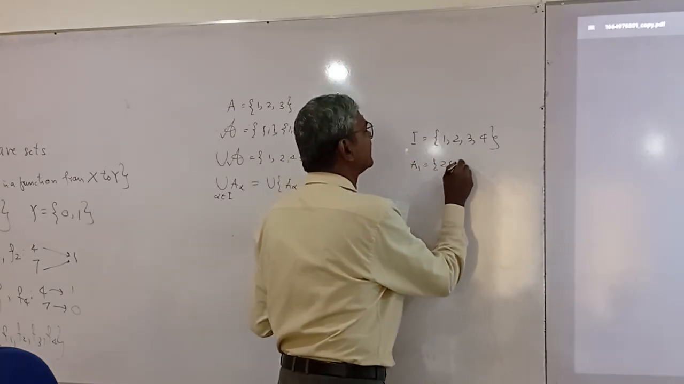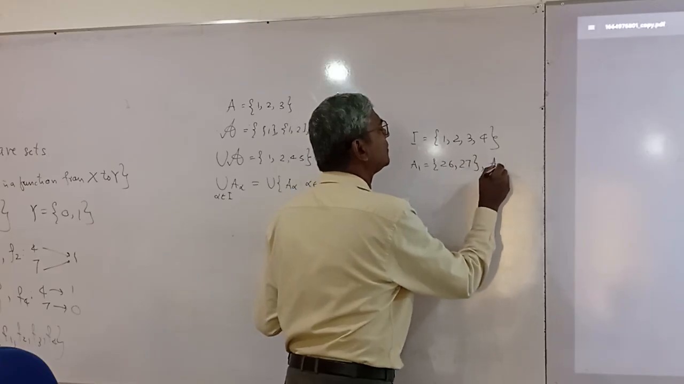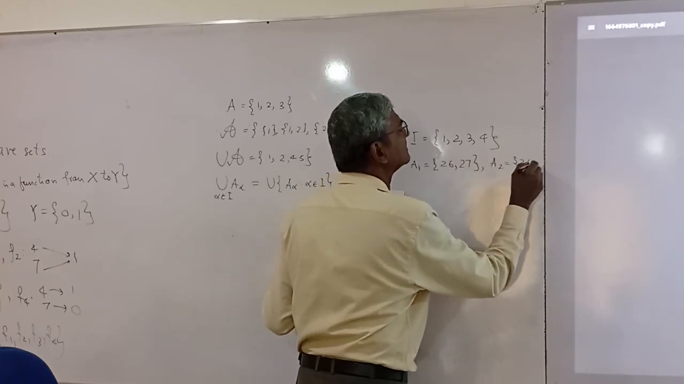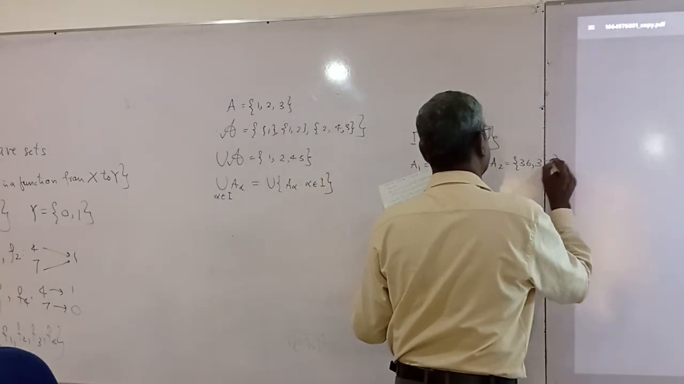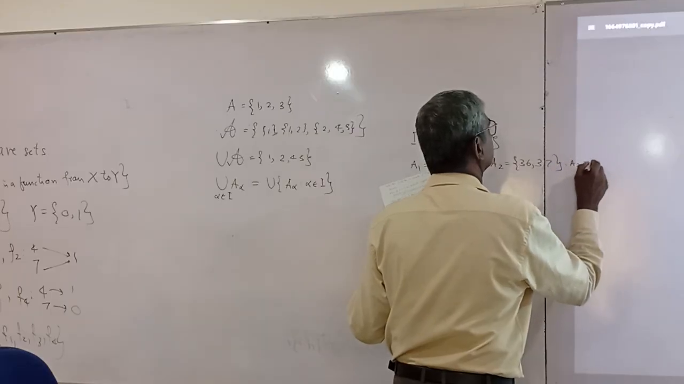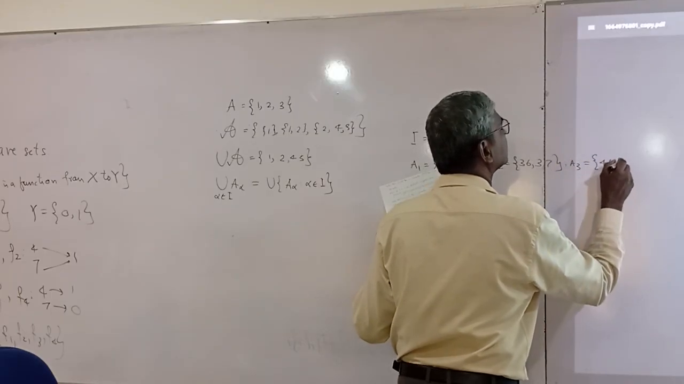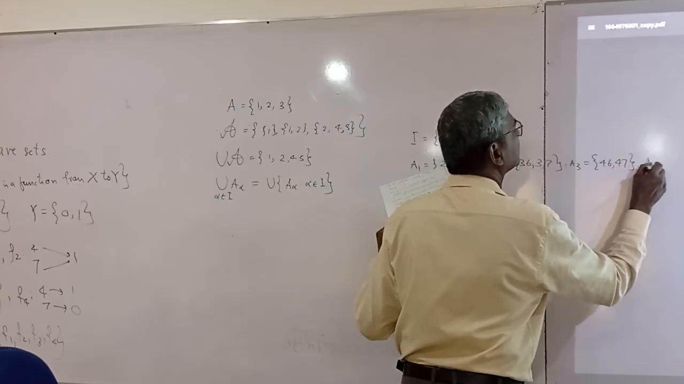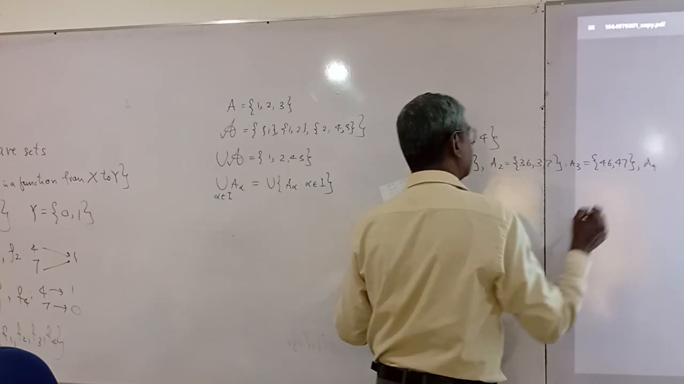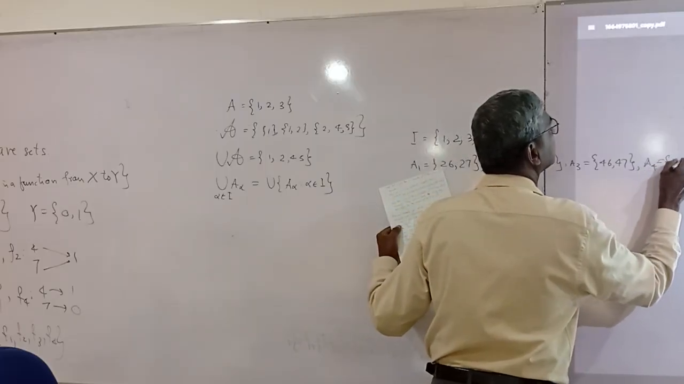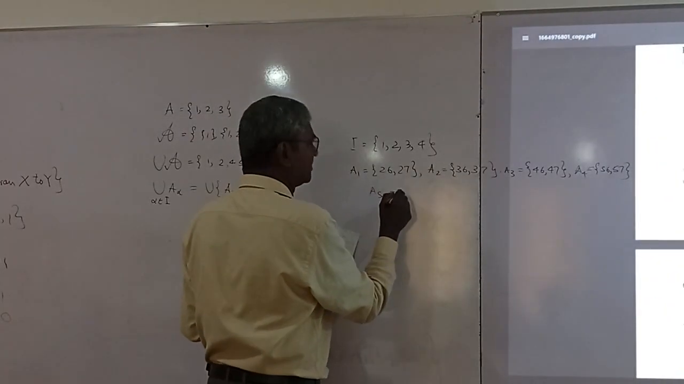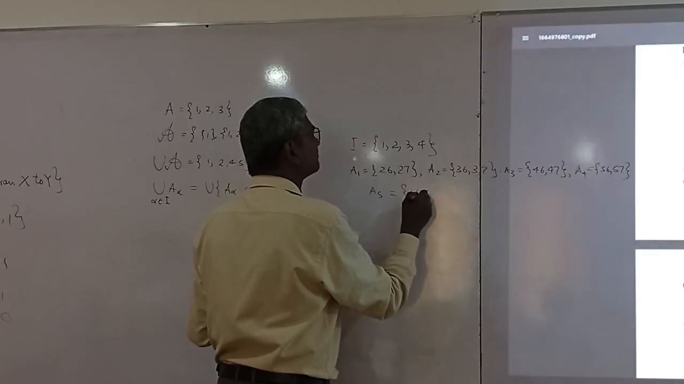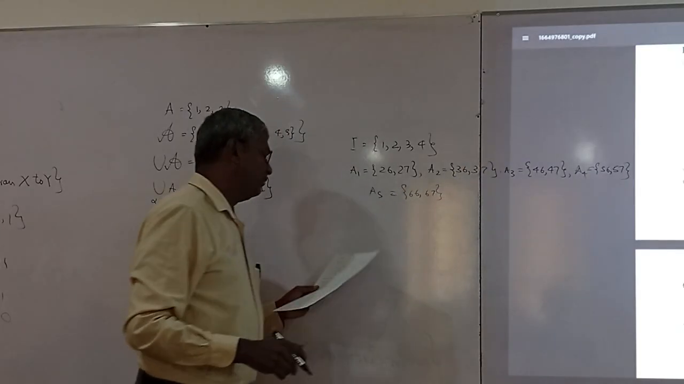I have written 26, 27. A2 is 36, 37. Just to clarify the thing, A3 is 46, 47. And A4 is 56, 57. And A5 is 66, 67. And maybe there may be some more.